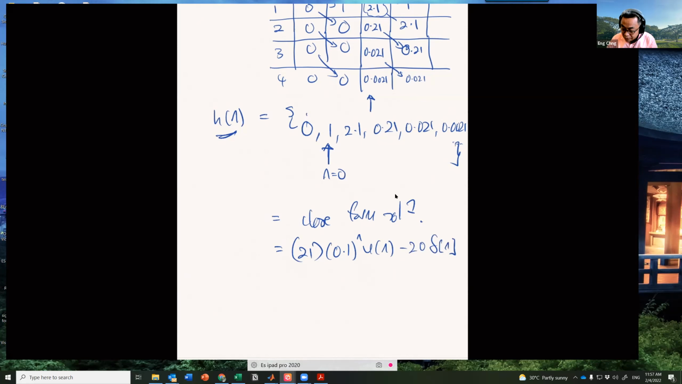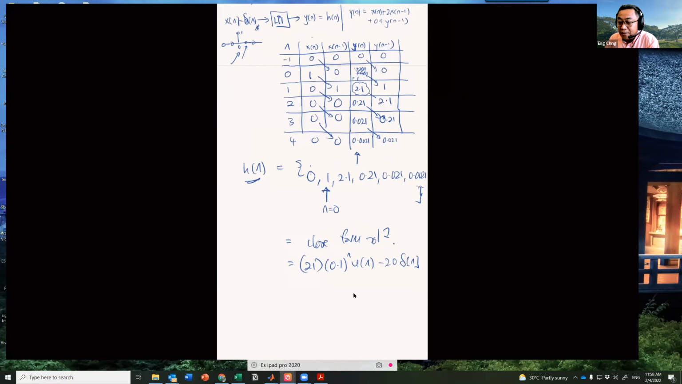Okay, so why is the closed form solution like this? Let us see. What is this? This is 20 times the impulse. What about this guy, u[n]? This means n equals 0, 1, 2, and the value u[n] equals 1. So this one tells us that the signal exists from the right-hand side from 0.